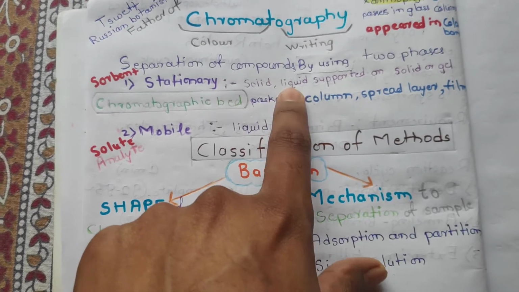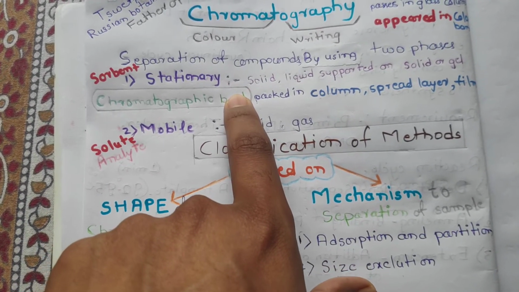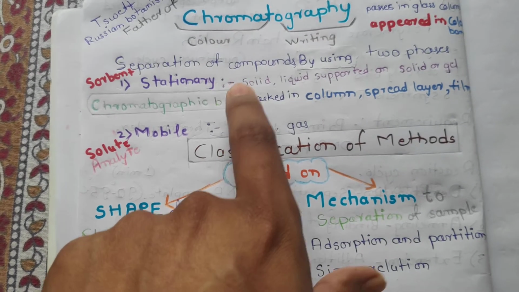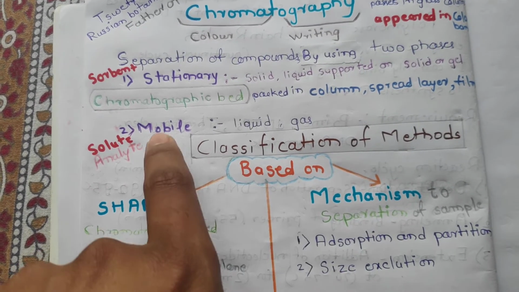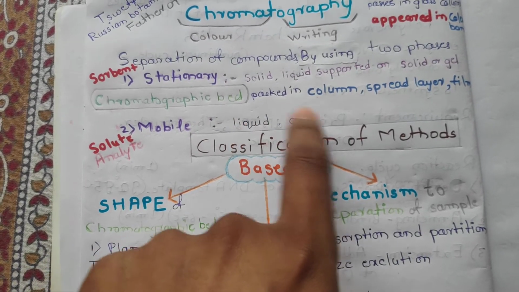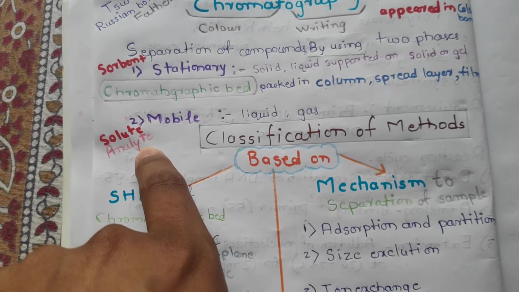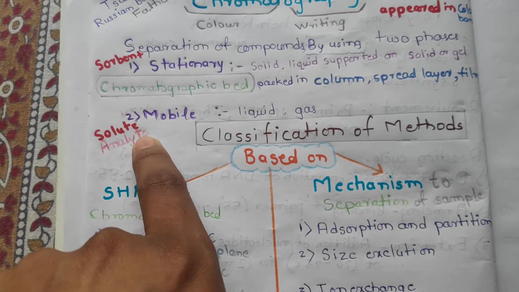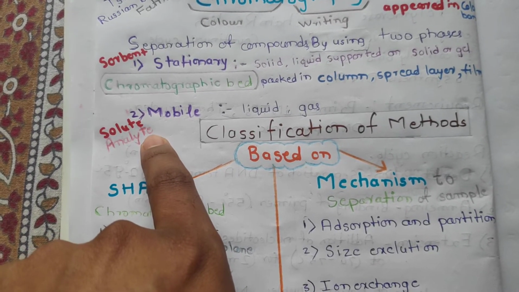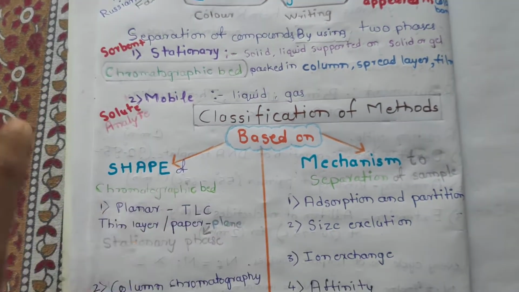The method decides the chromatographic bed, which is basically a stage to move the mobile phase. The mobile phase can be either liquid or gas. The mobile phase is also called solute or analyte. Analyte is a mixture or a sample which we have to examine. Stationary phase is also called sorbent.